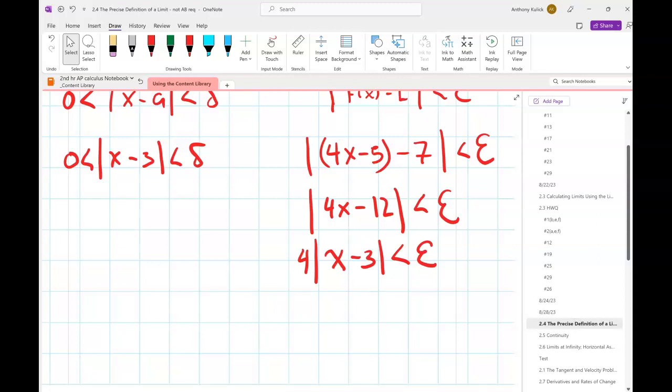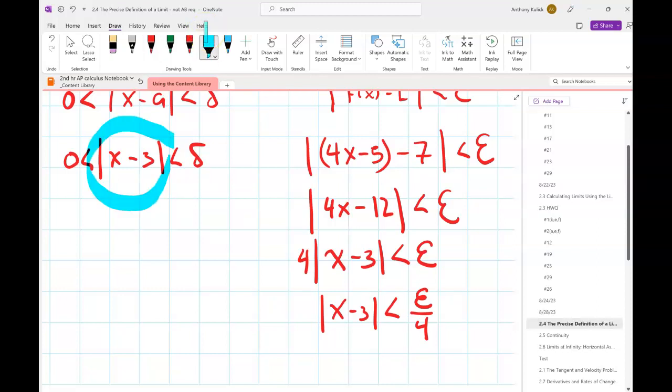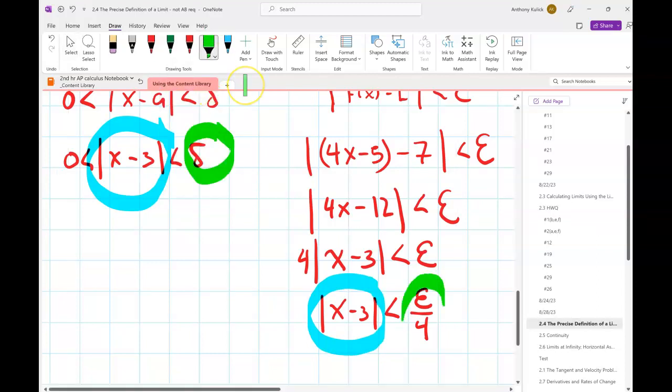So we divide both sides by 4. And what do we have here? So what does our delta have to be? Epsilon over 4. That's it.